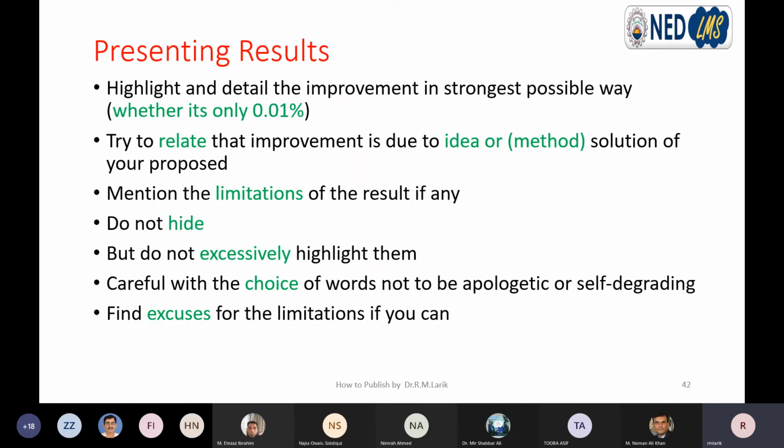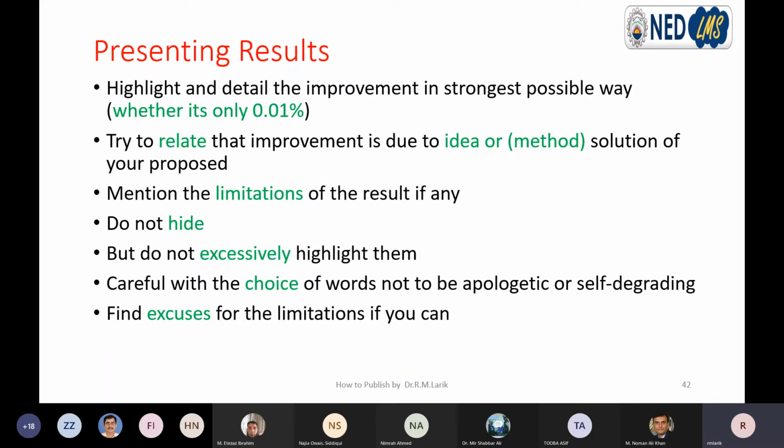Now, presenting the results. It is very important that if you improve, for example, 0.01%, then this also has worth. Remember, it's not rocket science. You can do it, because when others do it, why not you? So you can do it very easily. If you found you have improved even 0.01%, then it has worth, right?